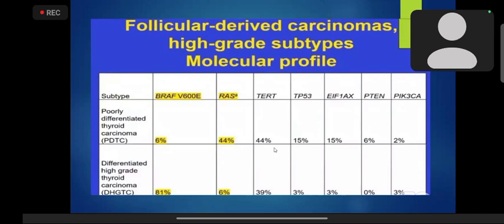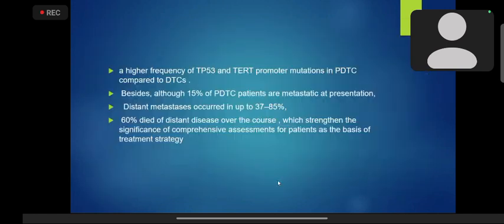And this is the follicular derived carcinoma. They have different subtypes. We can see RAS is 44% in poorly differentiated, and in differentiated high grade, 81% is BRAF V600E, and TERT is equally common in both. There is a higher frequency of TP53 and TERT promoter mutation in poorly differentiated thyroid cancer compared to the rest of differentiated thyroid cancer. Although only 15% of patients present with metastasis at presentation, distant mets in subsequent time occur in 37 to 85% of patients, and 60% of patients die of distant disease in the course of time.